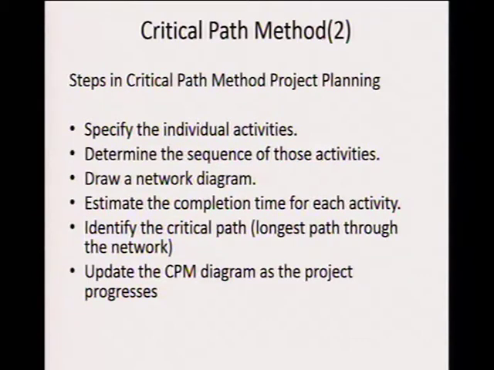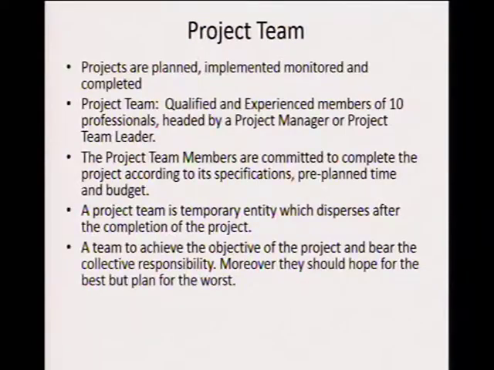Steps in the critical path method planning: specify the individual activities, determine the sequence of those activities, draw a network diagram, estimate the completion time for each activity, identify the critical path, the longest path through the network, and update the CPM diagram as the project progresses.